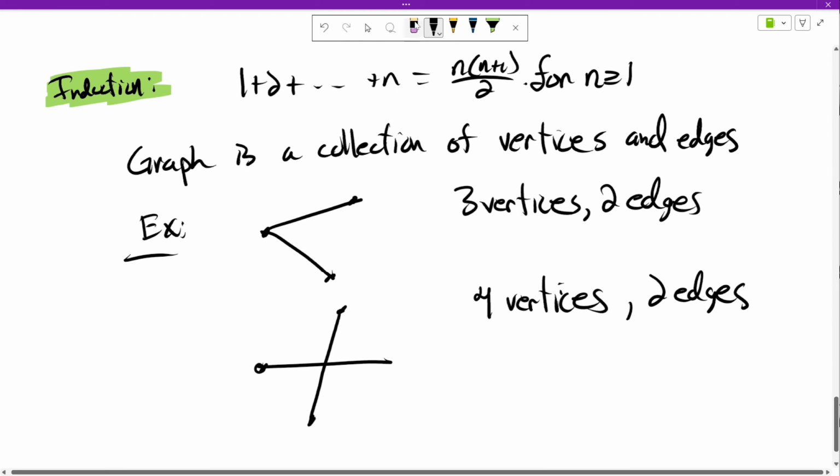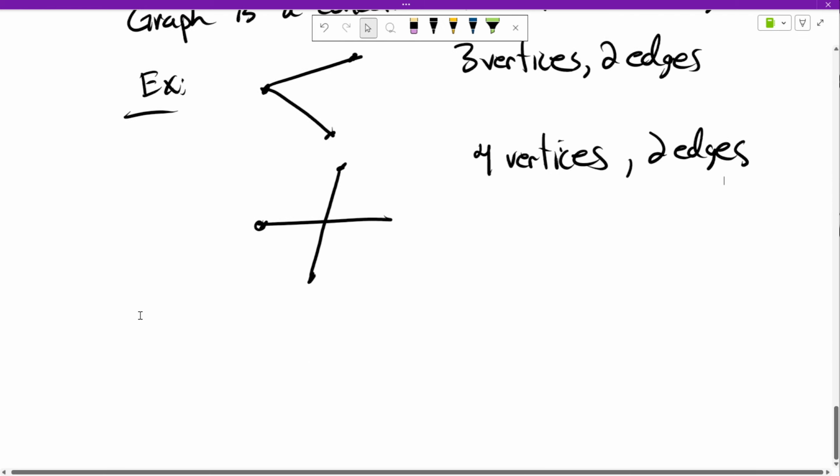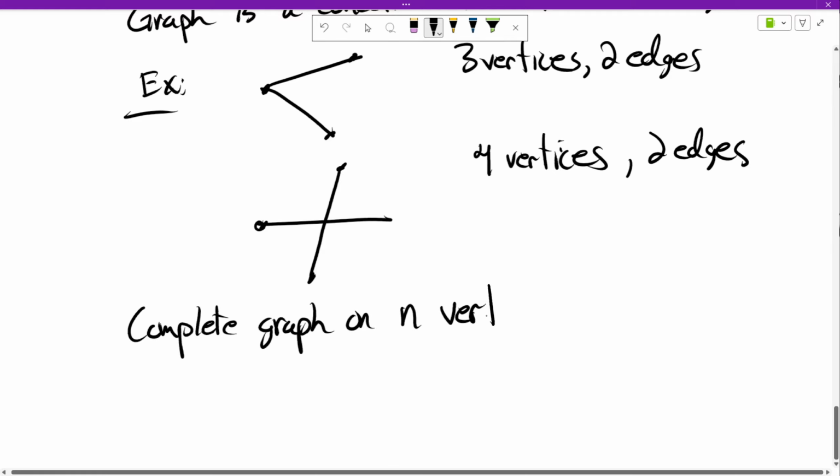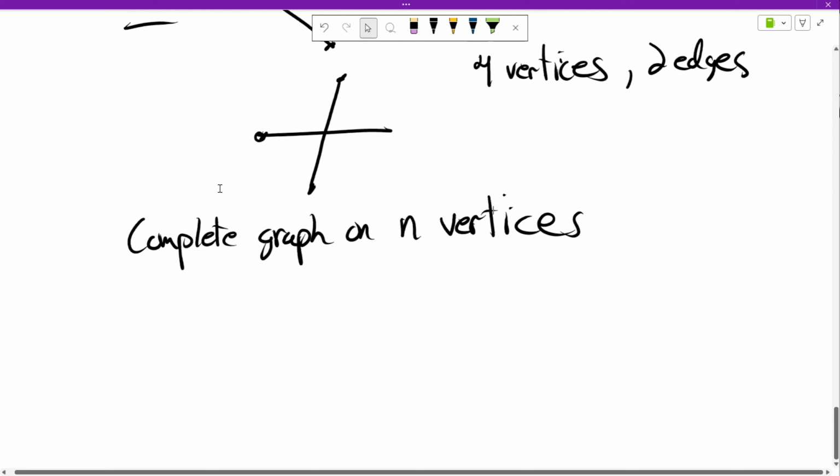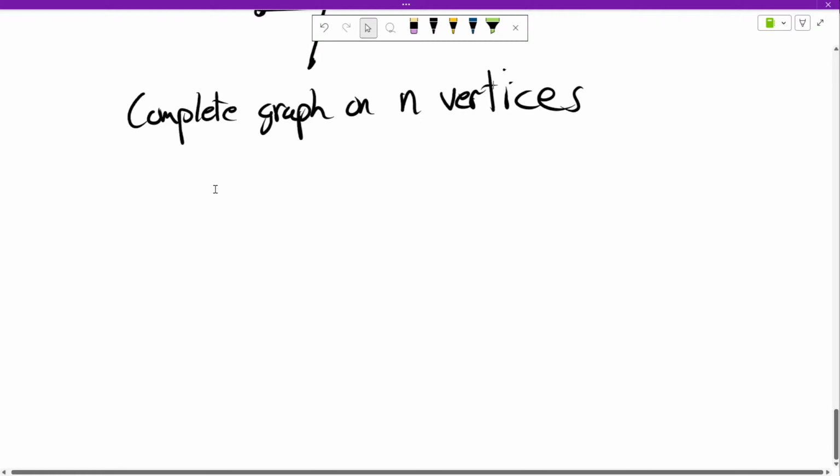And there's a special type of graph called a complete graph. You pick the number of vertices, and I'm going to draw it for the first couple n. This is called Kn. K1 is the complete graph on one vertex. You just have the one vertex, and there's no edges that you need to connect to anything.